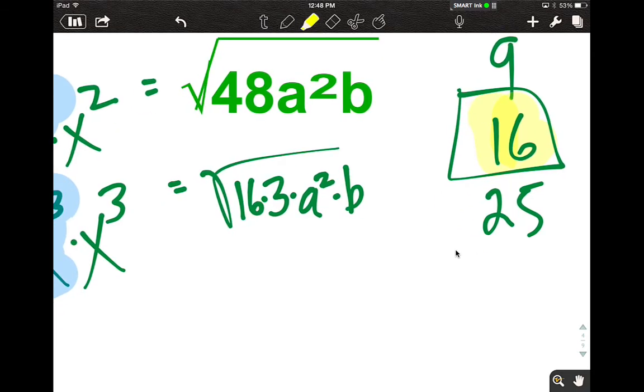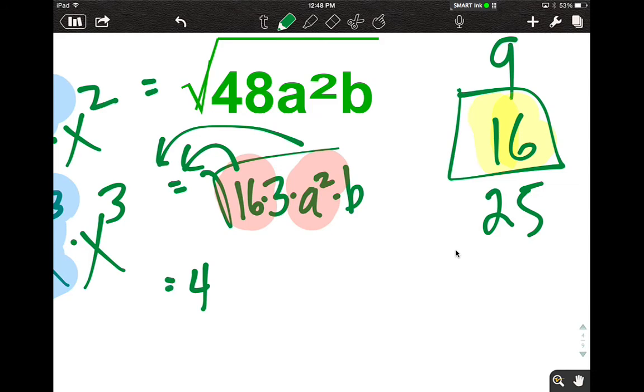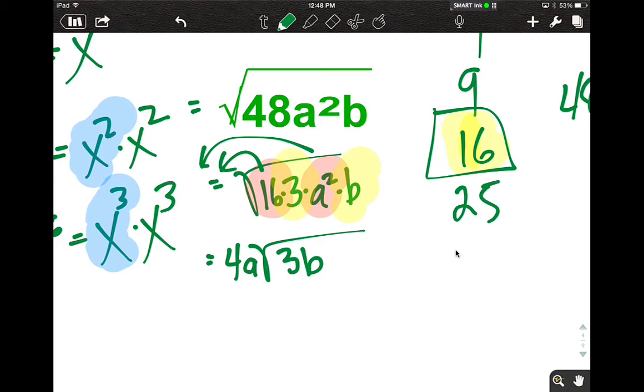Well, what are perfect squares that come out of here? Let's do that in red. 16 is a perfect square, and a squared is a perfect square. So we can take the square root of those. I can apply that. So the square root of 16 is 4. The square root of a squared is a. All right, these guys, the 3 and the b, have to stay underneath the square root symbol because I can't really take the square root of those without getting a decimal. So 3b. That is my final answer. 4a times the square root of 3b. That is the final answer for that one.